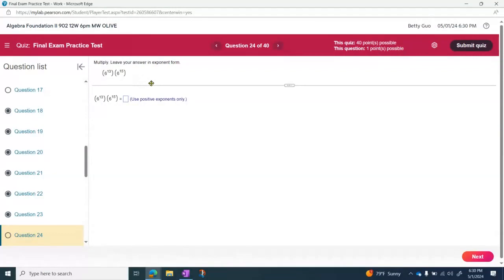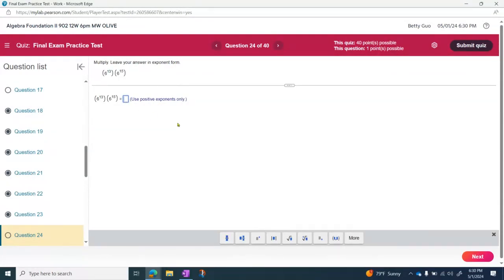Next, multiply. Leave your answer in exponent form. So read the question. Do not just say, okay, I have a scientific calculator, let me see what's the value. If you do extra and get it wrong, you don't get a point, because the system tells you specifically and clearly to leave the answer as an exponential expression. Use positive exponents only. This is also important.